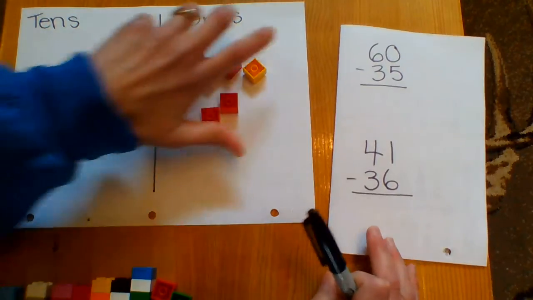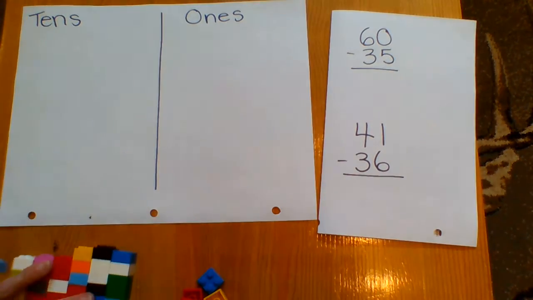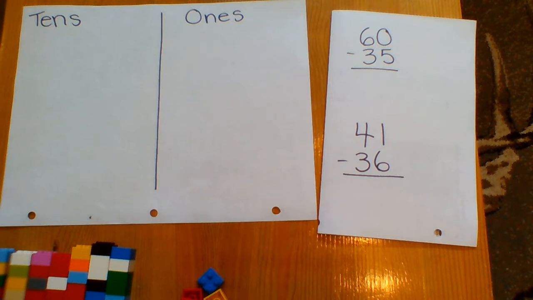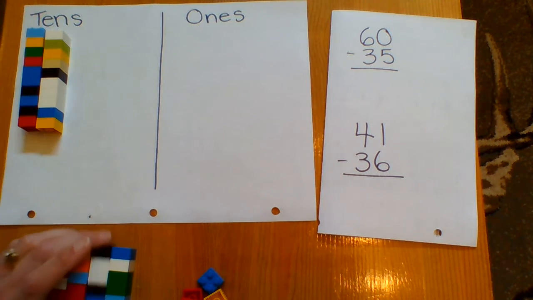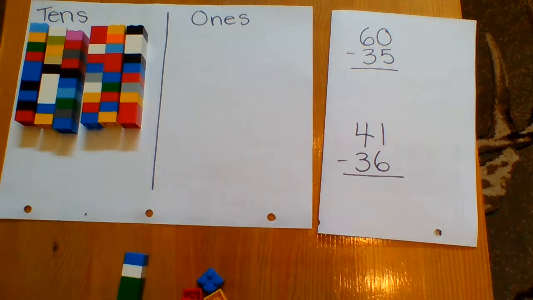All right, our next couple are a little bit trickier. All right, so this first one is 60. Do I have any ones in this question? I do not, so I'm going to start with my 6 tens, and I don't need to have any ones. And I'm going to take away 35. So should I take away my tens or take away my ones first? I always start with my ones.